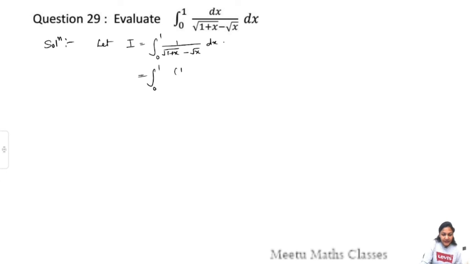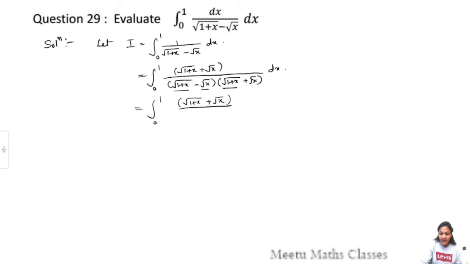So the rationalizing factor is square root 1 plus x plus square root of x. Multiply our function by square root 1 plus x plus square root of x and divide by it. Now in the denominator, by applying the formula for a plus b and a minus b, which will give you a square minus b square, the denominator becomes 1, so you are left with square root 1 plus x plus square root of x dx.